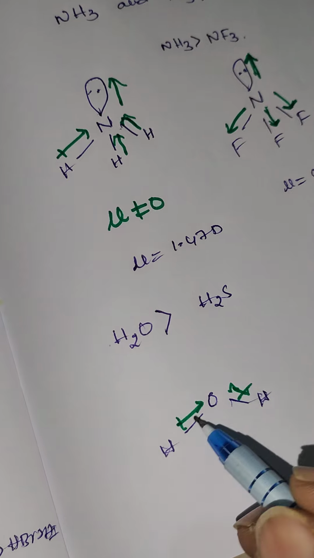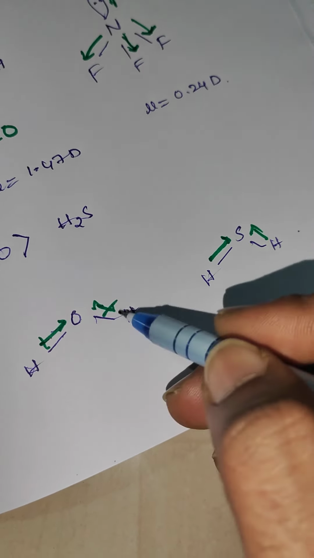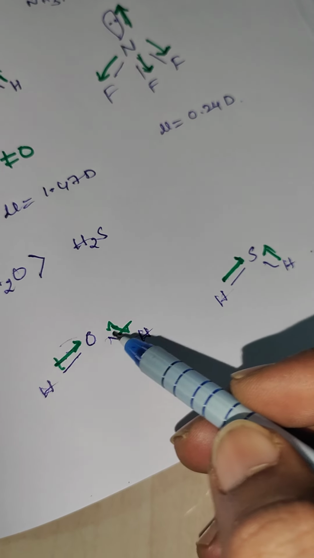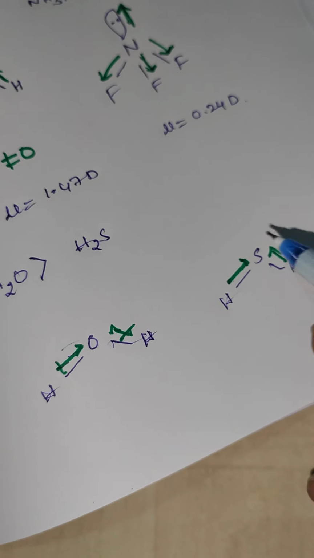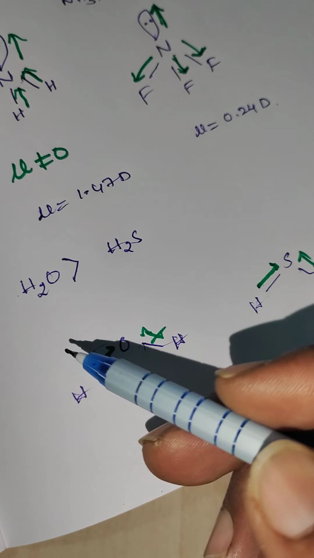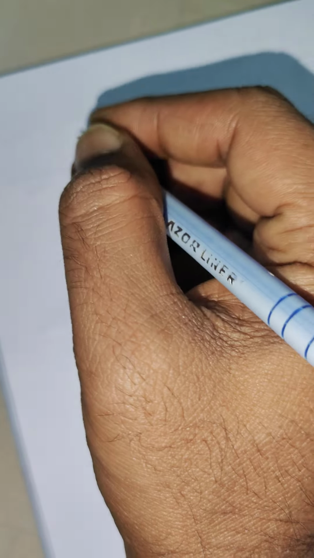Here also the same direction, but now go through the electronegativity. Oxygen is more electronegative than sulfur. That means the water molecule has more dipole moment than H2S.